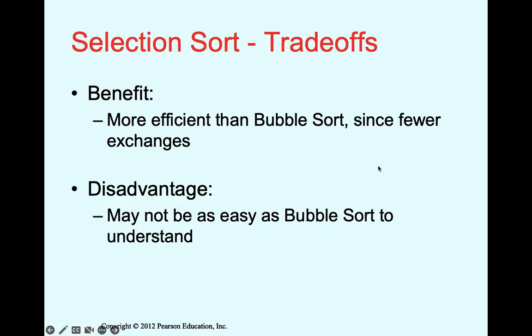So this is about selection sort. To summarize, in this chapter we learned two searching algorithms and two sorting algorithms. We learned linear search and binary search, and we learned bubble sort and selection sort.